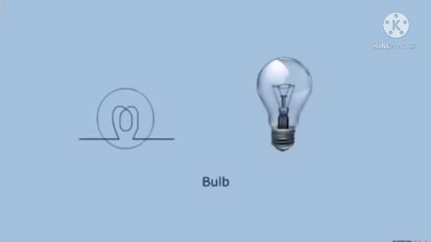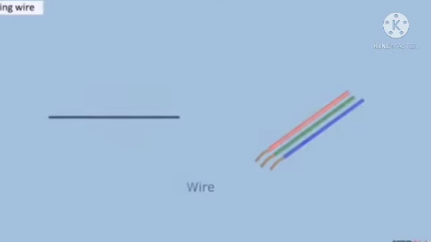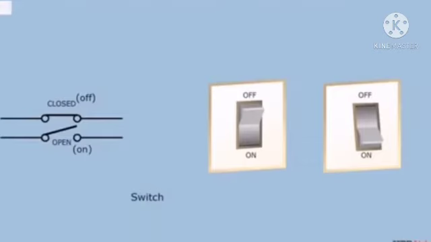Bulb. It produces light and is represented by a coiled wire inside a circle. Wire. The connecting wire is represented by straight lines. It is usually made of copper and provides the wire. A plug key is an electric switch.